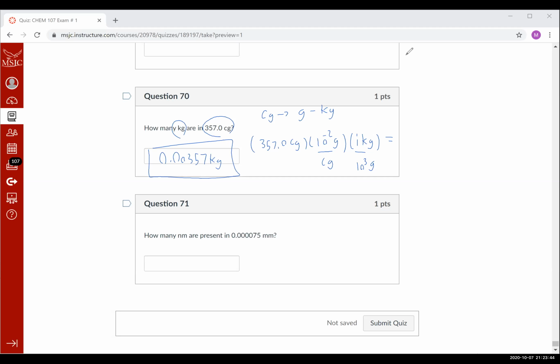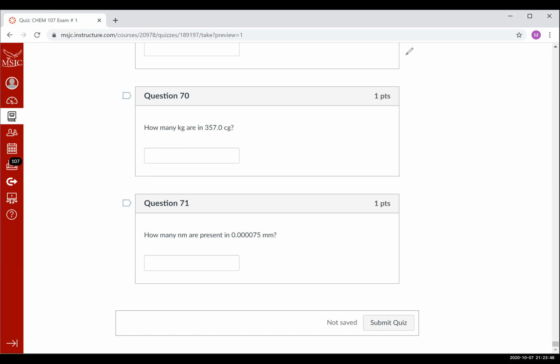Okay, so let's keep going with this. For our final problem, we're asked to figure out the nanometers present in a given number of millimeters. So we're going from millimeters to meters to nanometers. Starting off, I'm going to write this in scientific notation. We have 7.5 times 10 to the negative 6th millimeters. There are 10 to the negative 3rd meter per millimeter, and in 1 nanometer, we have 10 to the negative 9th meter. That in turn gives us 7.5 nanometers. Does this make sense to everyone?